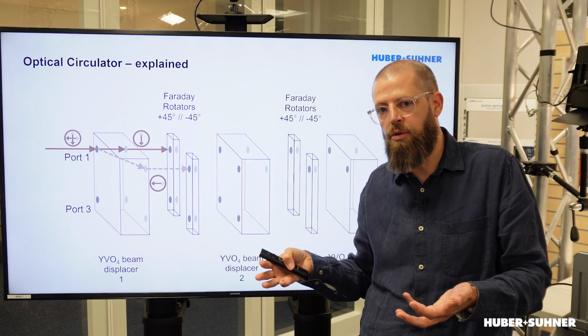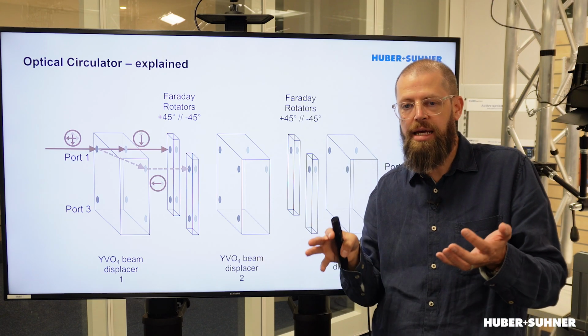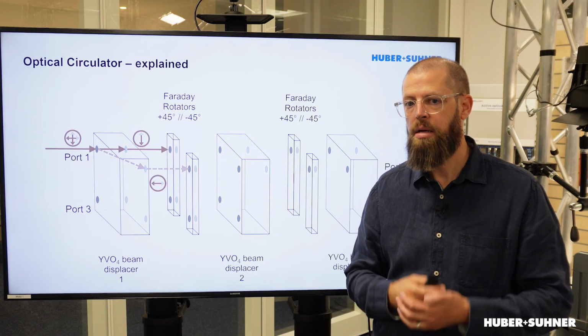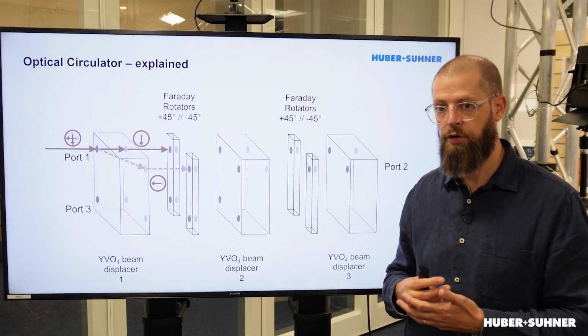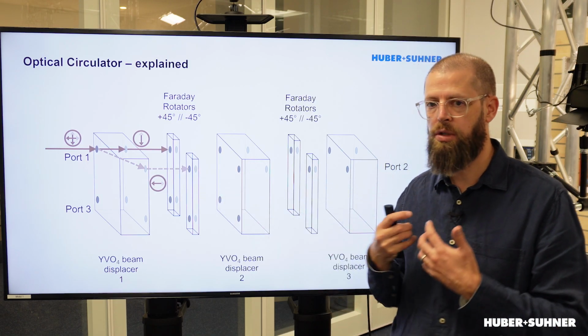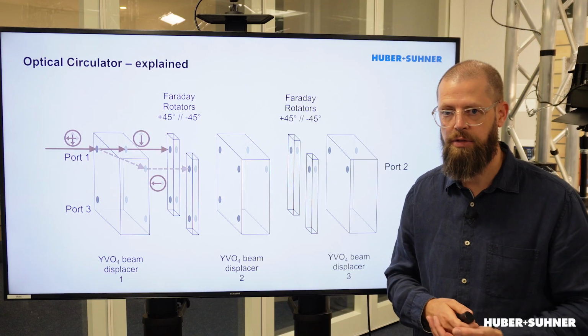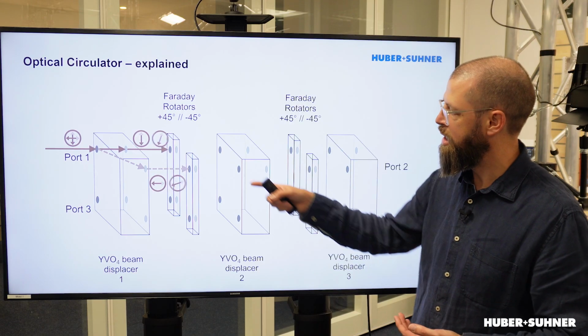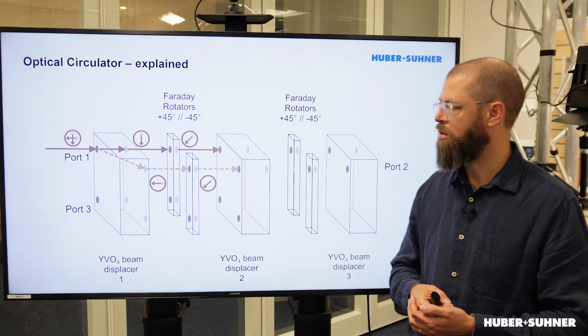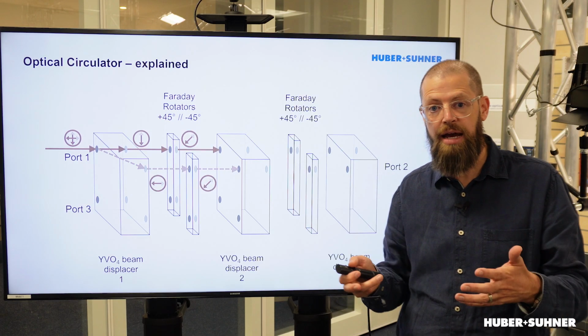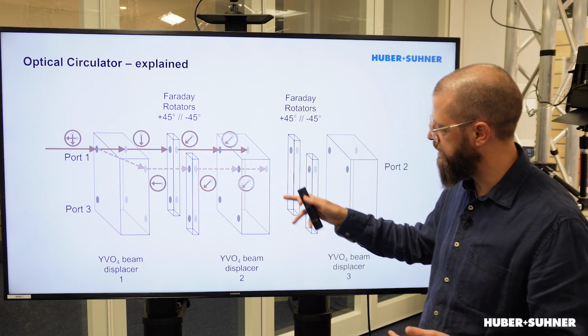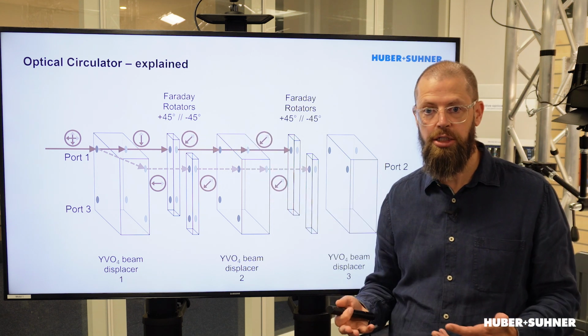And what those Faraday rotators do is they rotate the polarization of the signal. But the important part here is that this one will rotate it by plus 45 degrees, whereas this one will rotate it by minus 45 degrees. And the result is that we will then have two signal components that both have the same polarization state. Now, since they have the same state, they will pass through this next beam displacer unchanged.